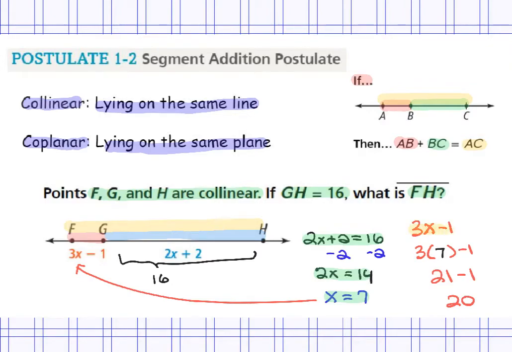As you can see here, I have 3x minus 1 as the length of FG. I plugged in 7 for the value of x. That gives me 3 times 7 minus 1, which is 21 minus 1, which gives me a value of 20. So now I know that the length of FG is equal to 20. So now in order to find the entire length of FH, I just need to add together 20 and 16, and that gives me my final result of 36.